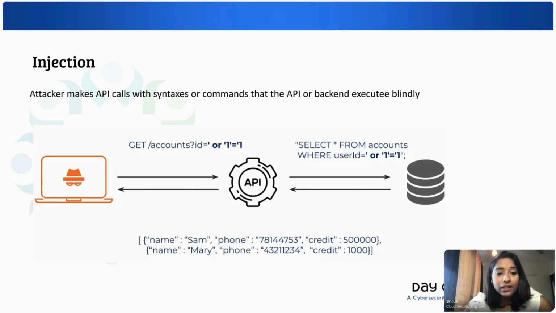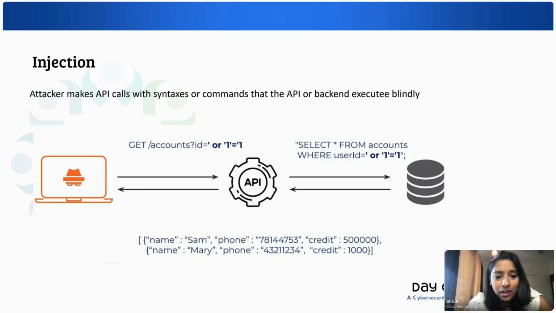Injection. Attackers make API calls with syntax or commands that the API or backend executes blindly. So see here, the code which was being used before is manipulated and not recognized by the system, and it is used again and processed as a legitimate request. This is the same as what we were discussing before, SQL injection and cross-site scripting injection. So this is an example of the same.